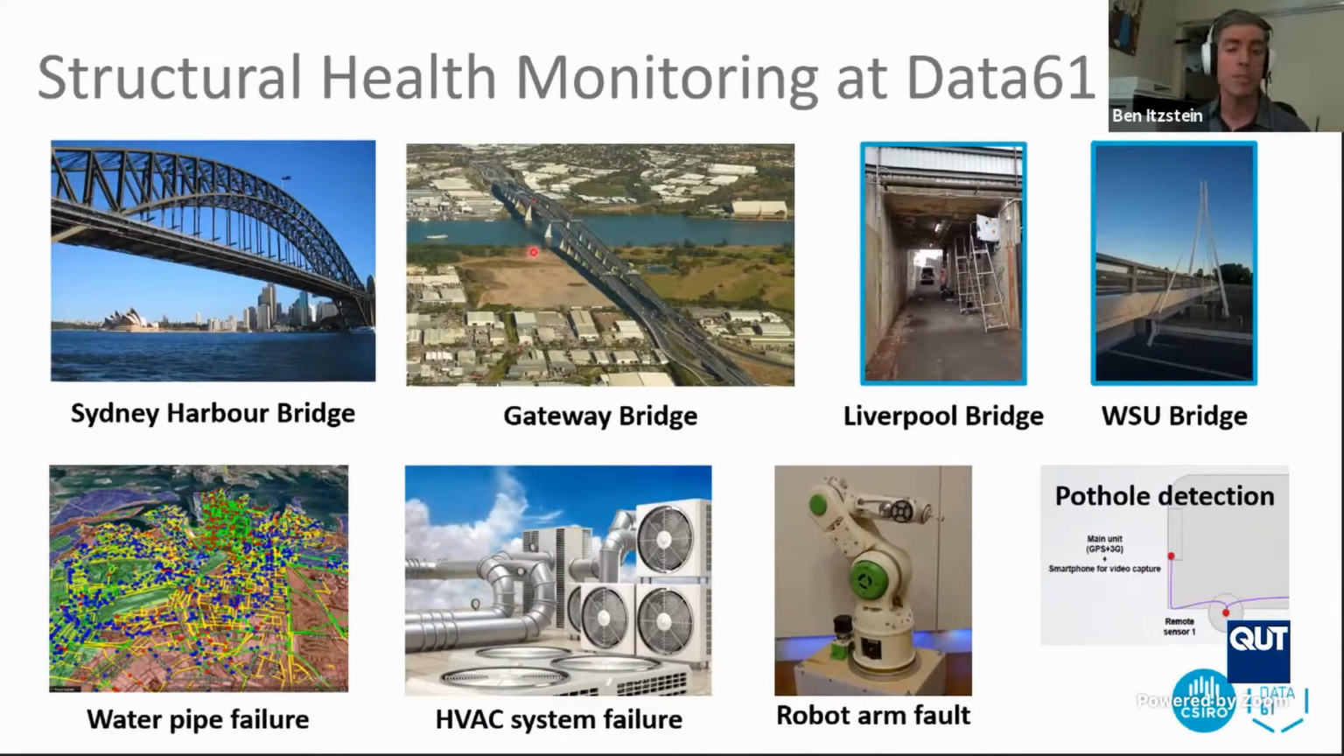Obviously, the Gateway Bridge, we've just done some instrumentation on other bridges, water pipe failure, and some complex system analysis as well for system failures in HVAC, robotic arms, as well as some implied sensors, using road surface monitoring through onboard sensors. But today we'll be focusing on the Gateway Bridge project.